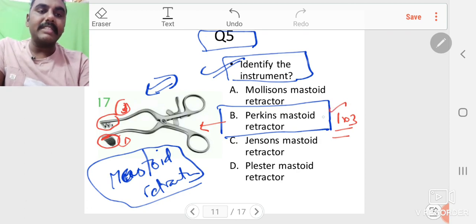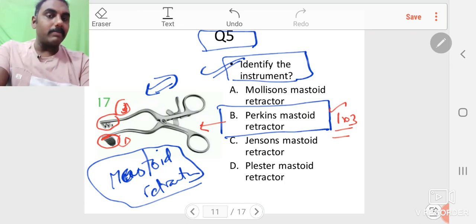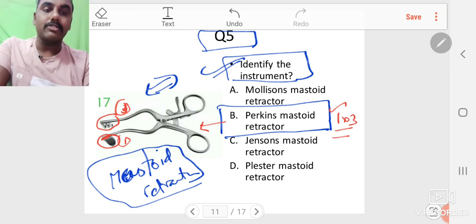That is Perkins mastoid retractor. So, the answer for this is Perkins mastoid retractor, but to rule out the other options I will post the other pictures also, okay.